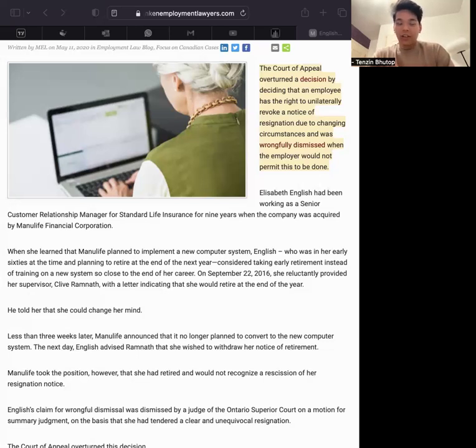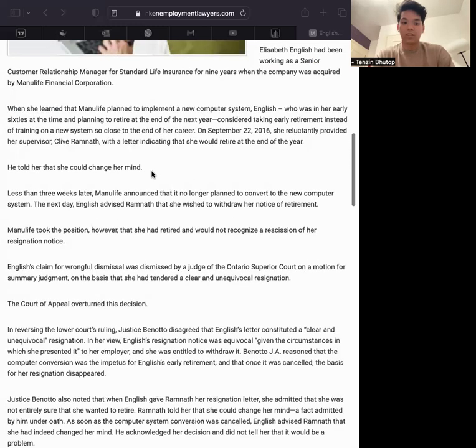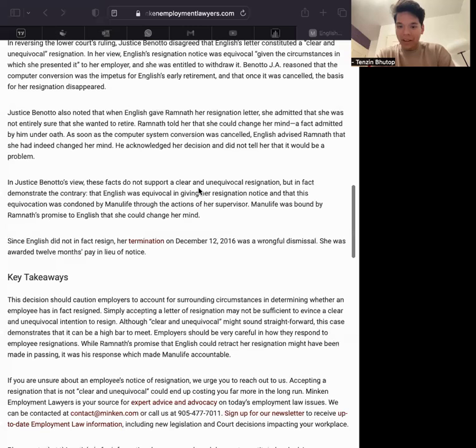And so in conclusion, I would like to say that this case highlights the importance of clear communication and adherence to employment laws. Employers need to be cautious when handling resignations, ensuring that they are both clear and unequivocal, and failure to do so, as seen in this case, can lead to legal consequences such as wrongful dismissal. That'll be about it for this case.